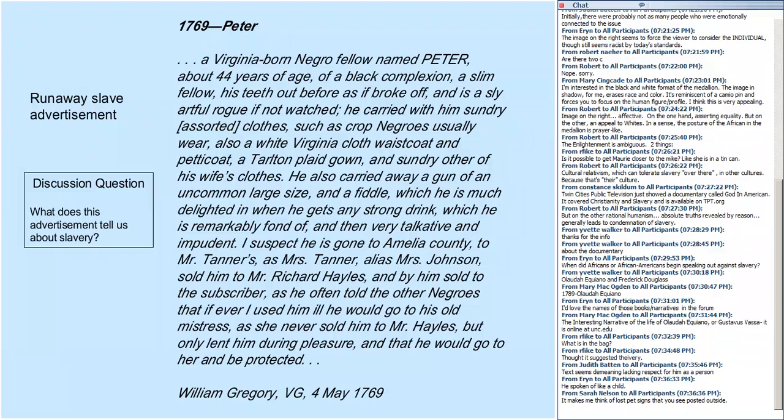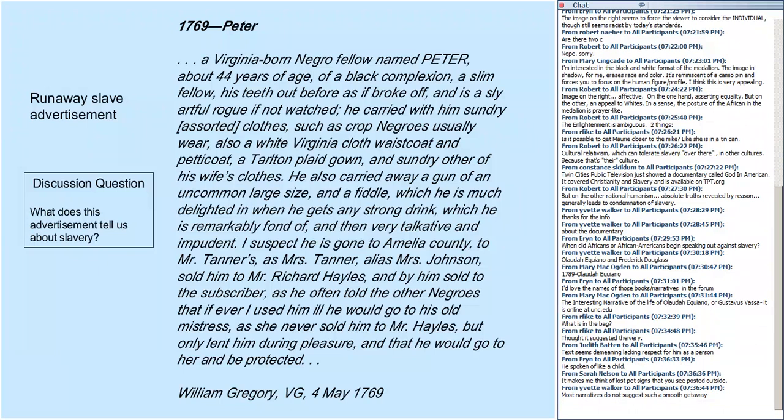He is carrying a gun, which you wouldn't think he would own, but he doesn't describe it as being stolen, so that's possible. And the fiddle probably is an indication that he was a musician, and that fiddle was probably considered his, and he was probably expected in many instances to perform as a musician for his owners or other whites, but also was able to use that for his own purposes as well.